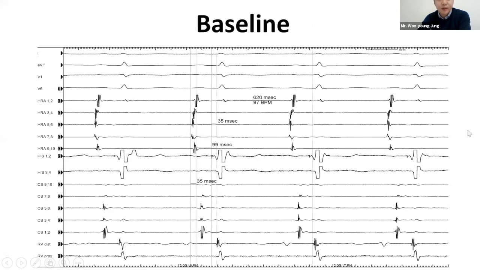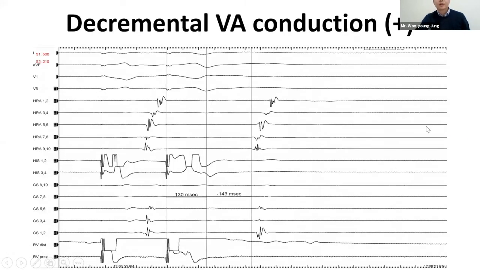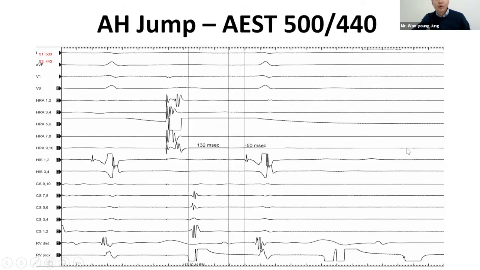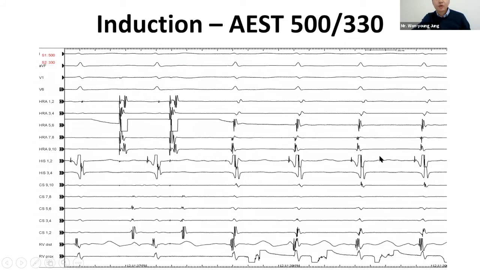Baseline measurement was normal. Decremental VA conduction was observed by ventricular extra stimuli. It means the VA conduction is through the AV node. And AH jump was recorded by atrial extra stimuli. It is the dual AV nodal physiology. Continuous atrial extra stimuli induced a narrow QRS tachycardia. The tachycardia showed simultaneous atrioventricular activation.